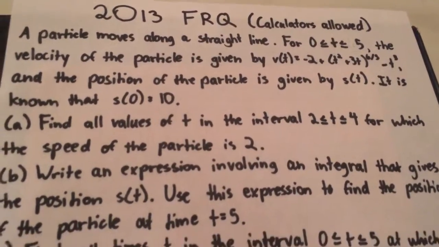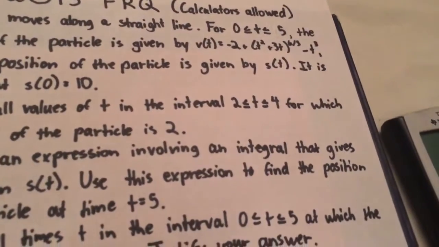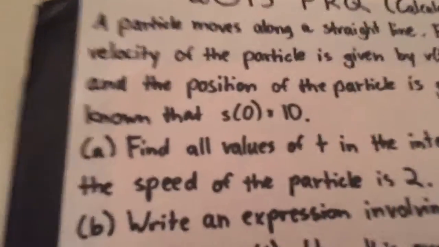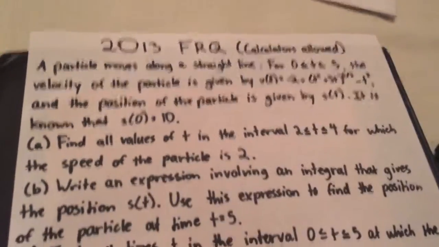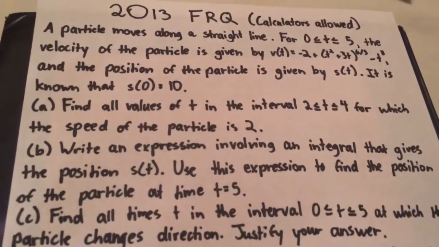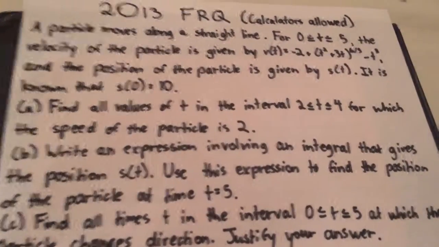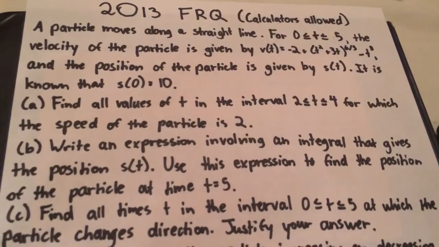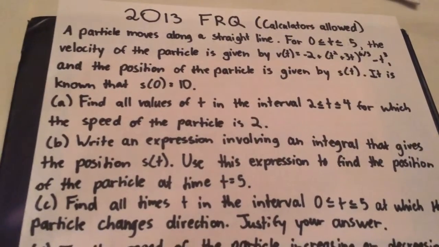Alright, so A. Find all values of t in the interval 2 to 4, for which the speed of the particle is 2. What's important to realize first on this problem is that it says speed, not velocity. Speed is only reliant on the magnitude, not on the direction. So really the problem is asking you to find when the particle has a velocity of 2 and -2.